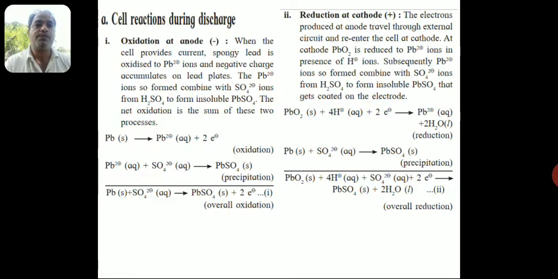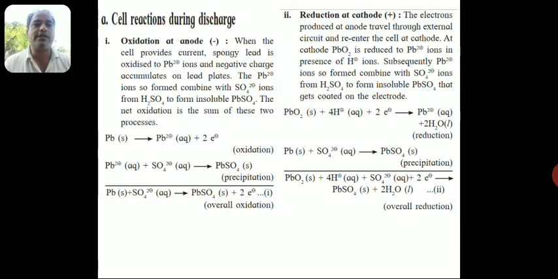See in the reaction, Pb gives Pb2+ plus 2 electrons. This is the oxidation. Then the Pb2+ ions from the first reaction combine with SO4 2- from H2SO4. So Pb2+ plus SO4 2- gives PbSO4, that is a precipitate, PbSO4.